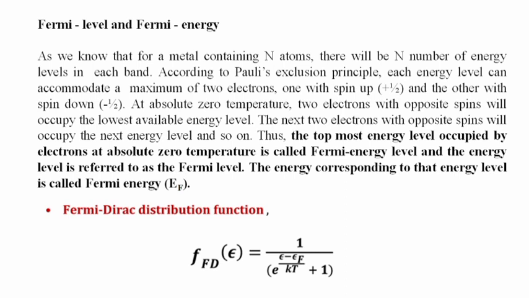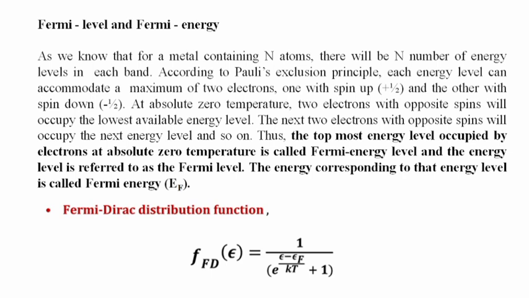Now in statistical mechanics, all of you know that there is a Fermi-Dirac distribution function, that the quantum particles, fermions, obey the Fermi-Dirac distribution function, and this is the expression of Fermi-Dirac statistics. So what is Fermi level and Fermi energy? As we know, for a metal containing n atoms, there will be n number of energy levels in each band, and according to Pauli's exclusion principle, each energy level can accommodate maximum 2 electrons. One is spin up and another is spin down.